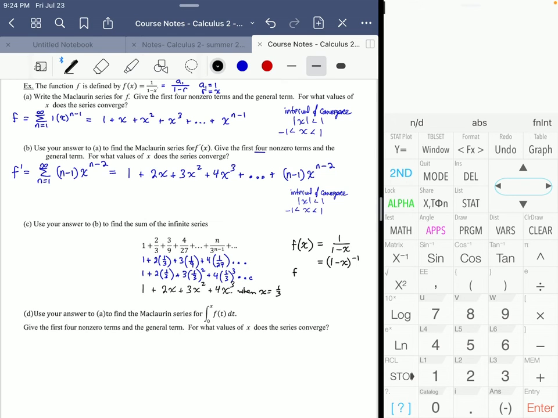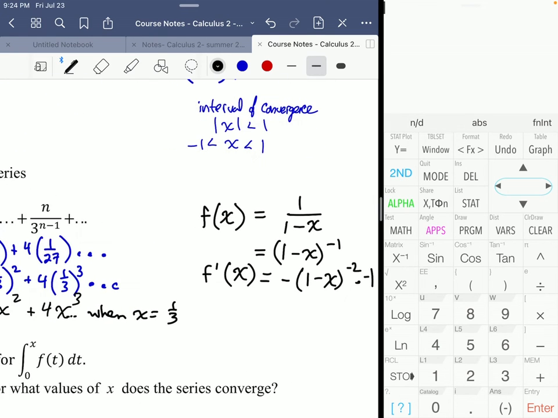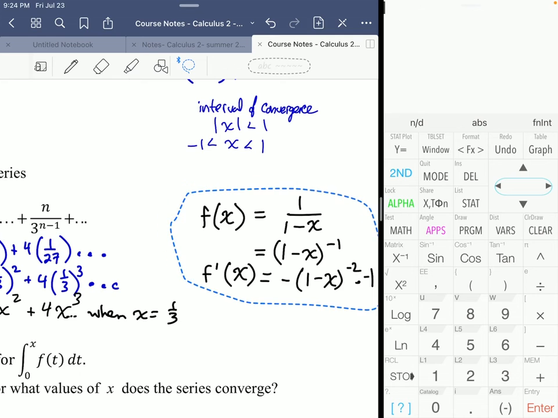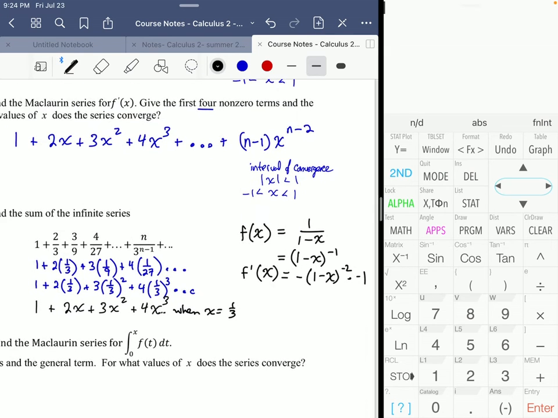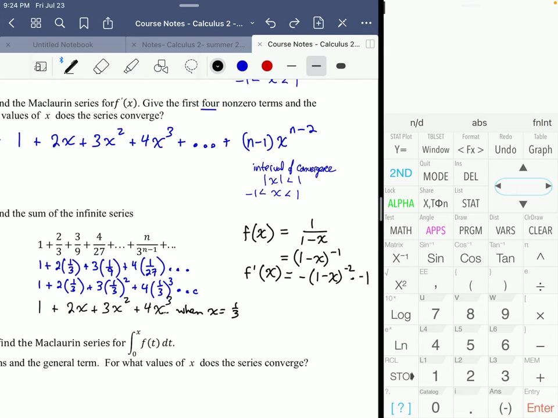Which in turn is going to be negative 1 minus x to the negative second times a negative 1. All right, specifically, it's the derivative when x is equal to 1/3. Now, since x falls into the interval of convergence, we know that these two things are going to go hand in hand with one another. So if I recognize this series as the expansion, an appropriate expansion of the function, then I can conveniently differentiate one way or the other.